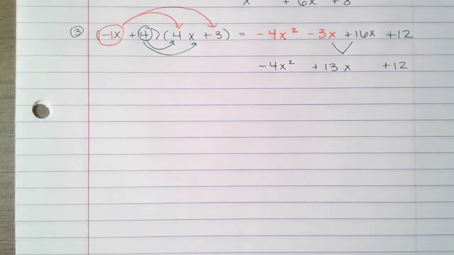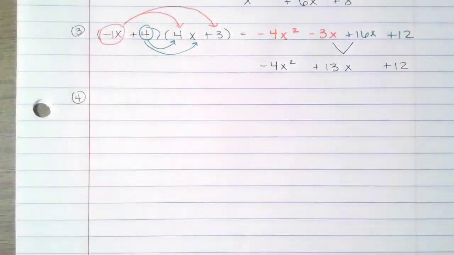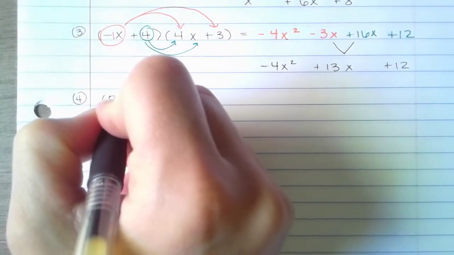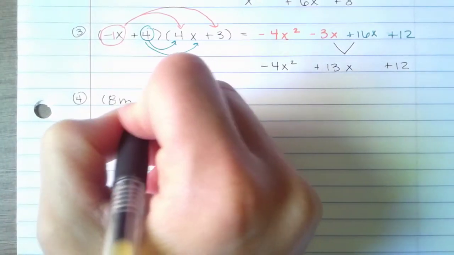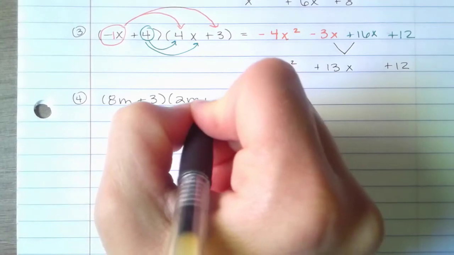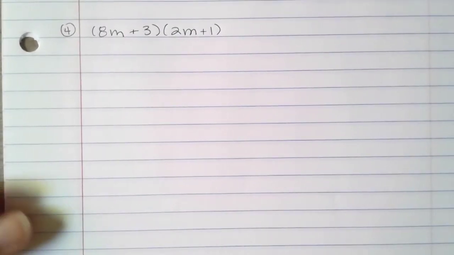There's no new content after this. I'm just going to throw in another example, so if you're feeling pretty confident, feel free not to watch this last example. I'm just going to do another one just in case. Let's do this one. 8m plus 3 multiplied by 2m plus 1. Same thing. I just added some different numbers and a different variable, but it's the exact same process.